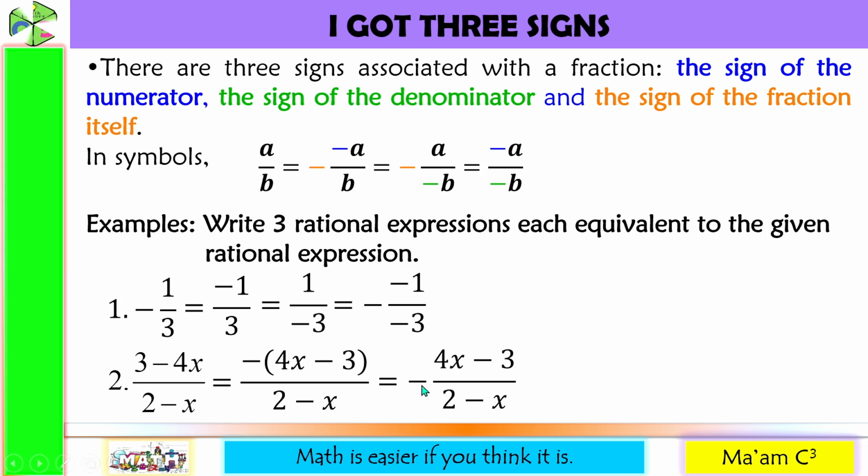And then I could also factor out the negative in my denominator and put again this negative in my numerator, like this one. So I'll make my numerator like this again, and in my denominator, I'll factor out the negative. So I have the negative quantity 4x minus 3 all over negative quantity x minus 2. Three rational expressions, all equivalent to the original rational expression.